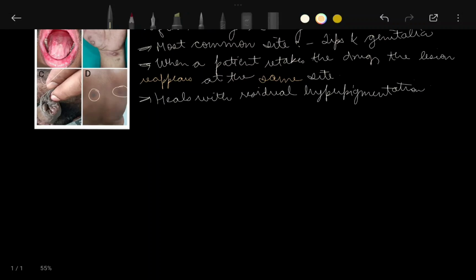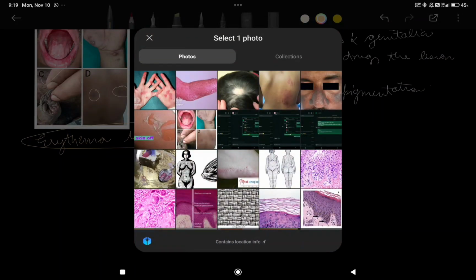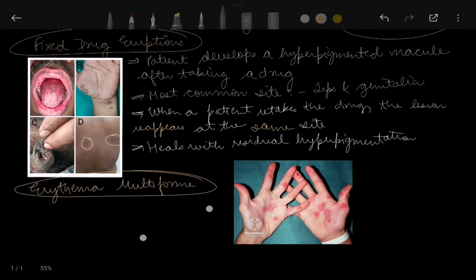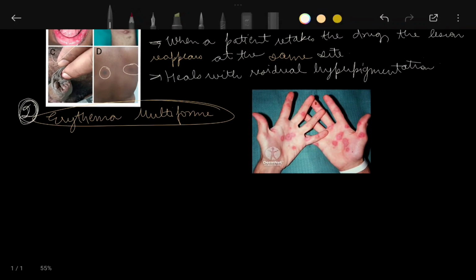Now coming to erythema multiforme. Now what is erythema multiforme? This is an example of erythema multiforme. Earlier we saw fixed drug eruptions, and after that we saw erythema multiforme. In erythema multiforme we have the iris lesion, also known as the bull's eye lesion or target lesion.